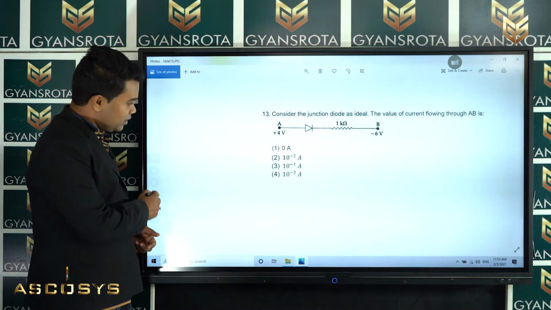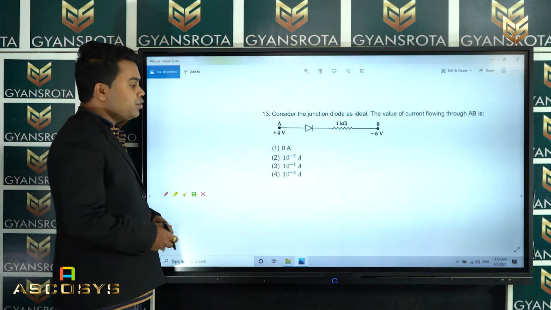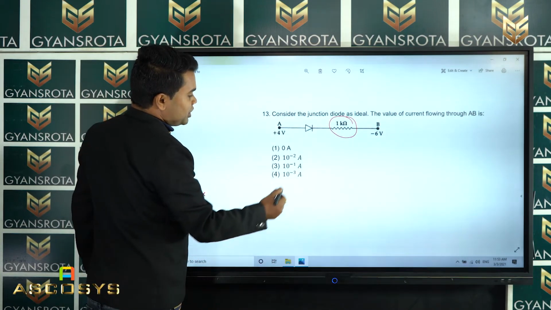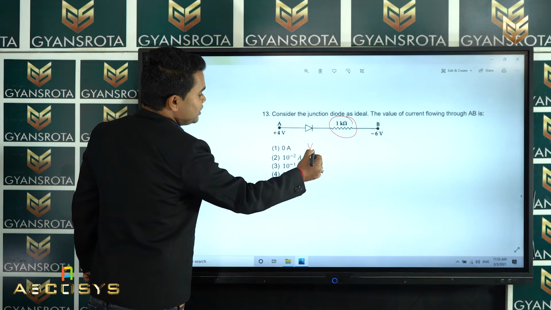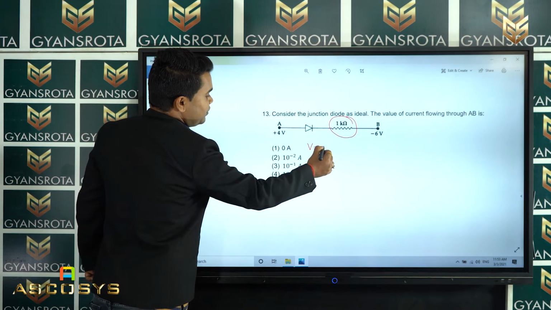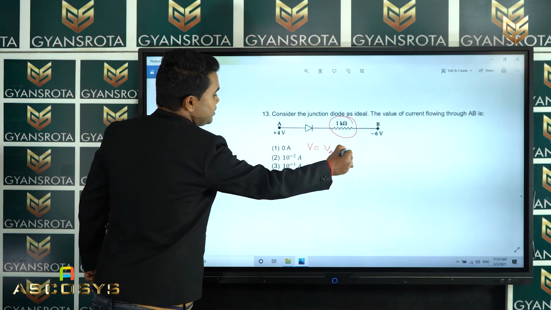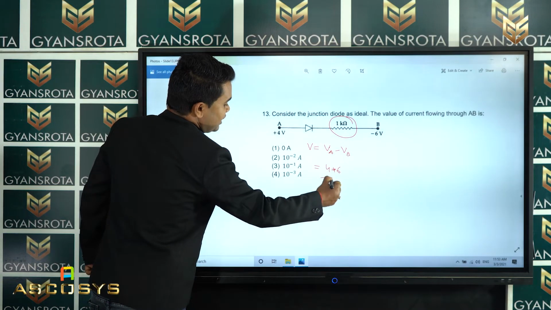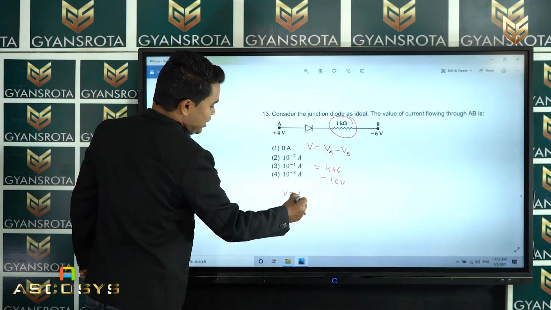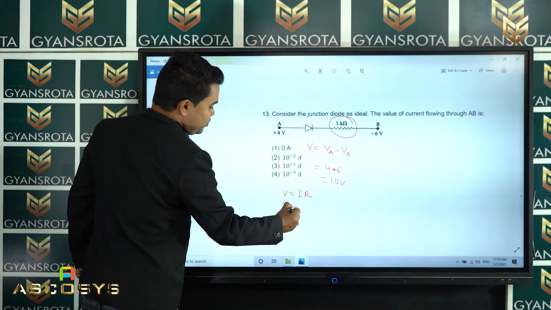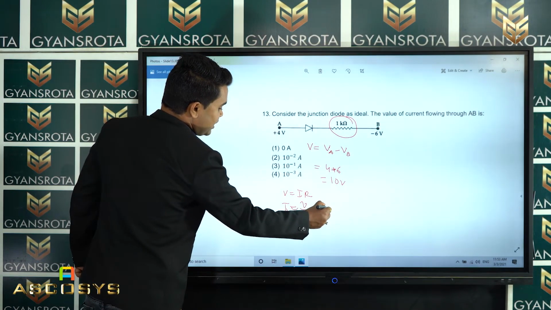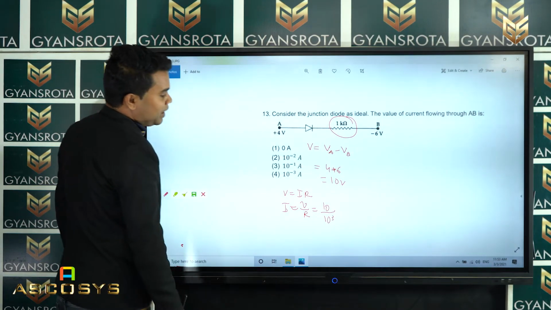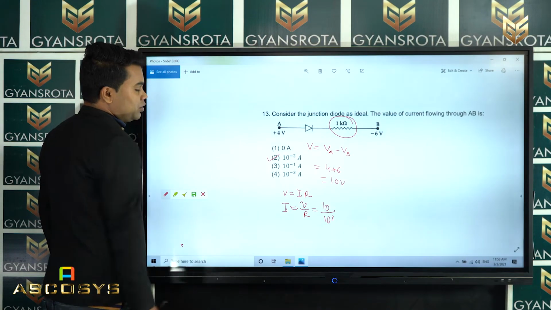So what you need to do is, out here you need to calculate the current flowing in the circuit. So you will need two things, resistance you have here and you need potential. So potential, how you are going to calculate? V is equal to VA minus VB. So it will be 4 minus of minus 6, that is plus 6, 10 volt. So just use V equals IR. So I will be equal to V by R, where your V is 10, R is how much? 1 kilo ohm, that is 10 to the power 3. So 10 to the power minus 2 ampere is the correct answer. Number 2 will be your right answer.